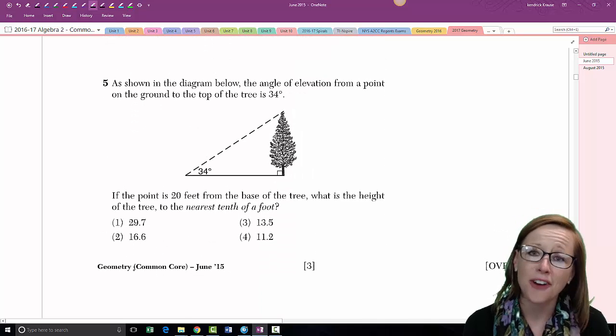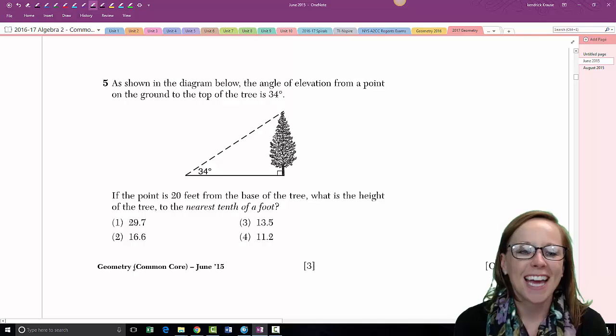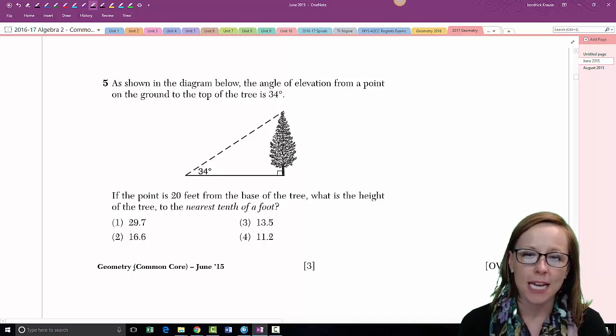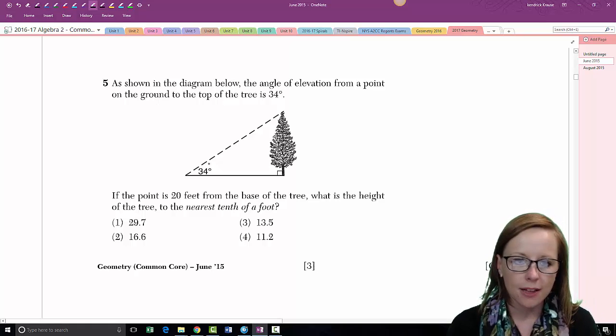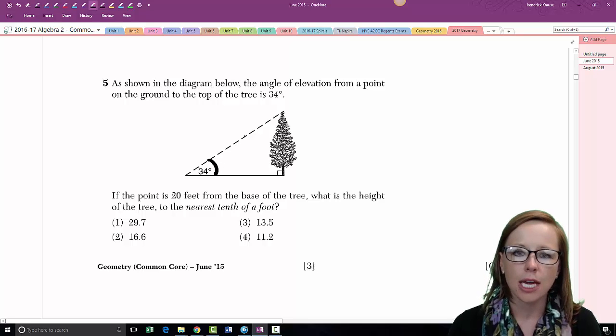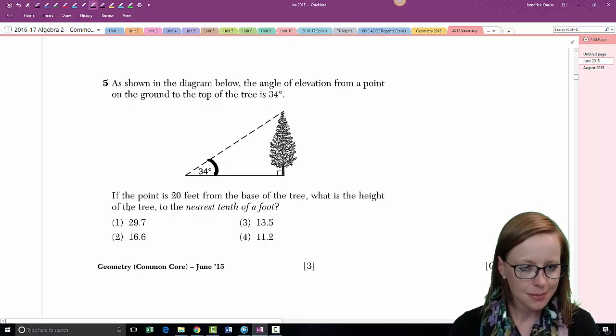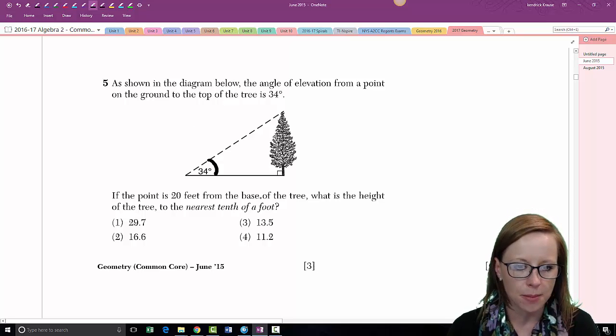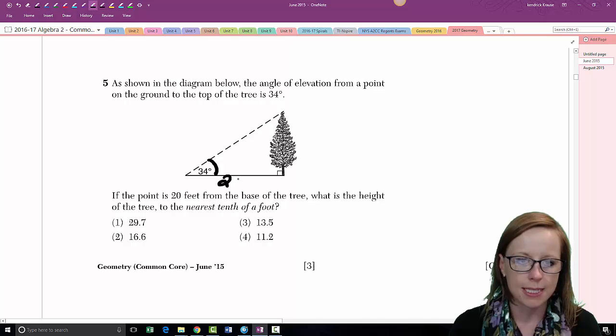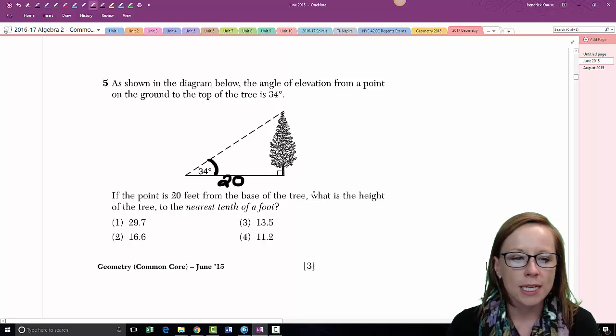Oh, this is one of my favorite questions. As shown in the diagram below, the angle of elevation is made with the horizontal looking up. From a point on the ground to the top of the tree is 34 degrees. Great. If the point is 20 feet from the base of the tree, so this distance is 20, what is the height of the tree?